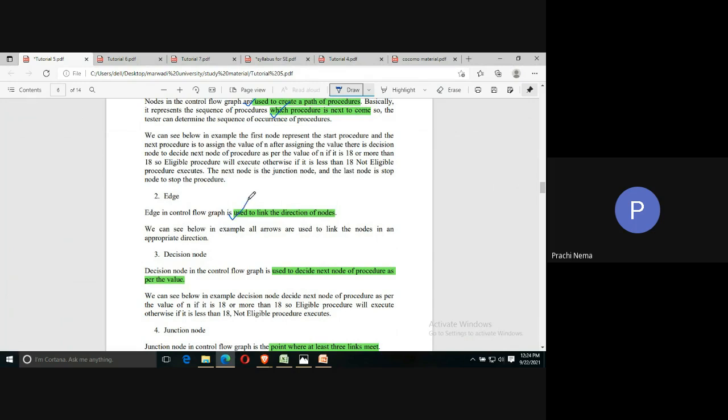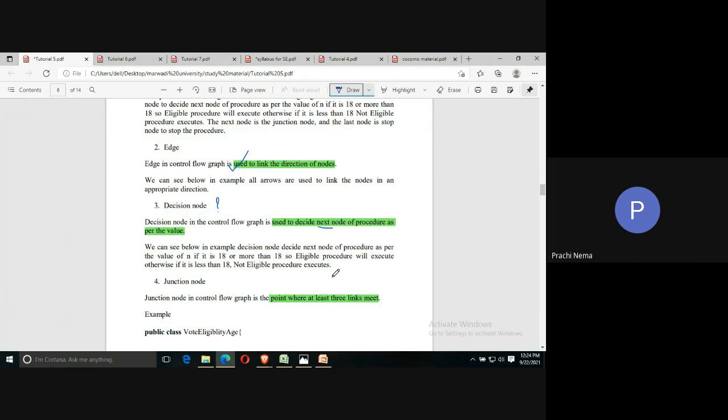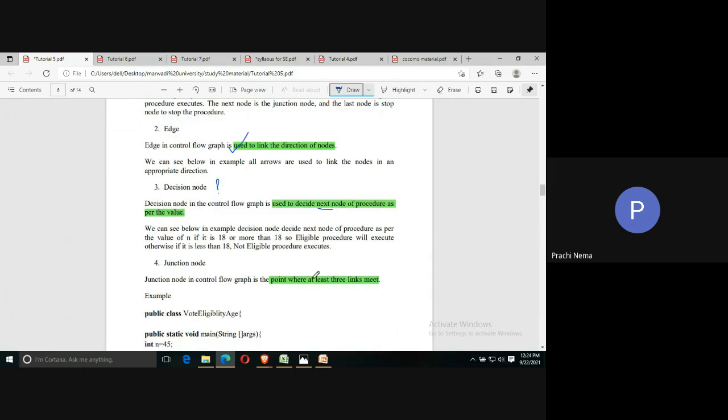Then decision nodes are used to decide the next node of the procedure as per the value. So a decision node checks the condition or tests the value, and as per the value, it will decide which one is going to be your next node. And junction nodes are the points where at least two links meet. Okay, we should be clear.